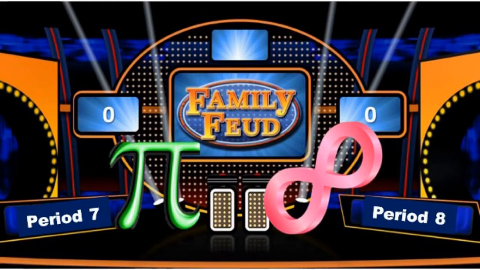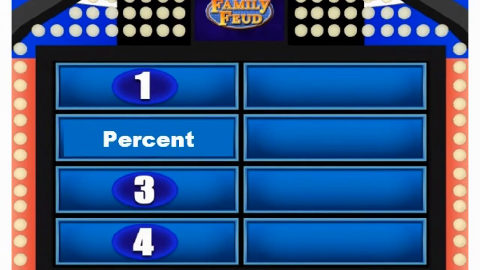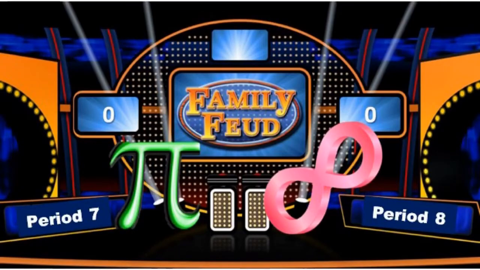Contestants, we asked 100 people the following. All exponential growth and decay patterns will fit what model? Pi: Percent. Is it percent? It looks like period 8 has a chance for the steal. So infinity, what do you think? All exponential growth and decay patterns will fit what model?